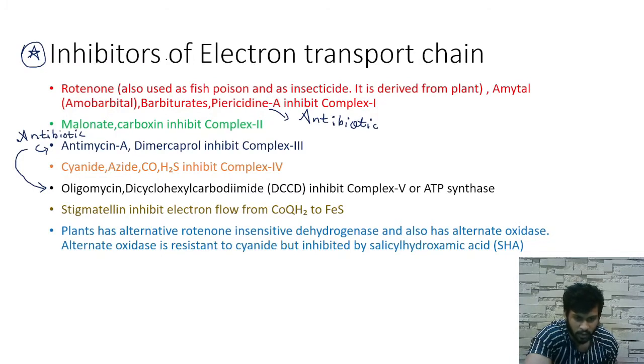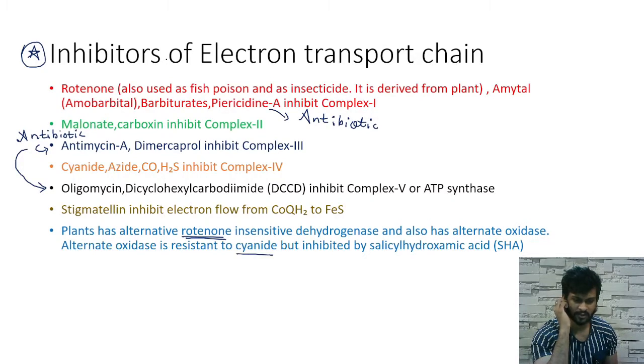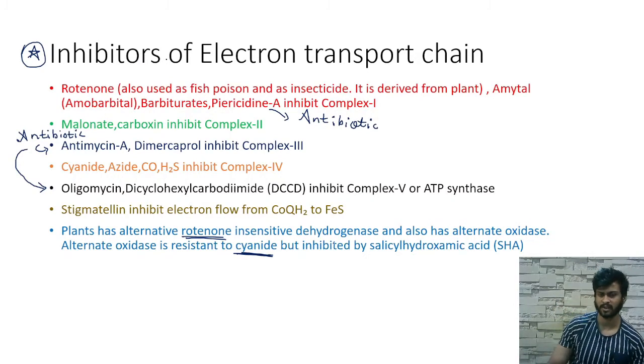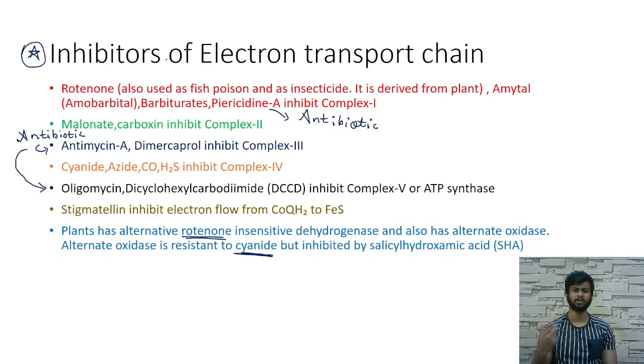Stigmatellin inhibits electron flow from CoQH2 to FeS. Plants have an alternative rotenone-insensitive dehydrogenase, which means even if rotenone is present, it will not affect much. Okay. And also alternate oxidase, which is resistant to cyanide. So even if cyanide is present, plants can still survive because of the alternate oxidase, which is resistant to cyanide. But it can be inhibited by salicylhydroxamic acid. So you need to remember this.